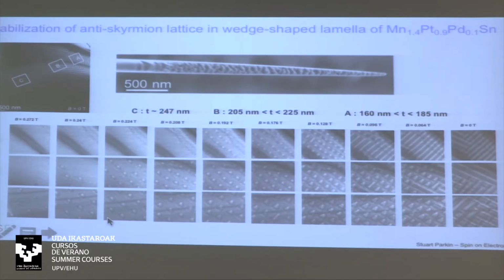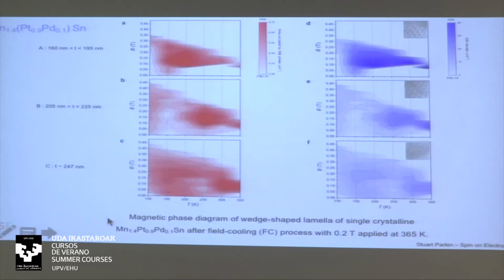So the phase diagram has some dependence on thickness, but it turns out it's relatively weak. If we look at this on the right-hand side, we're plotting the number density of the antiskyrmions as a function of increasing thickness. This is 160 nanometers, this is 247, and you can see, irrespective of the thickness, we see large regions in which we can see these antiskyrmions. This contrasts with the skyrmionic phase that disappears.